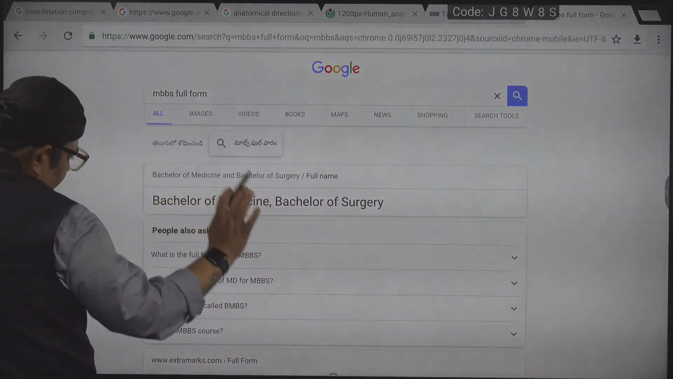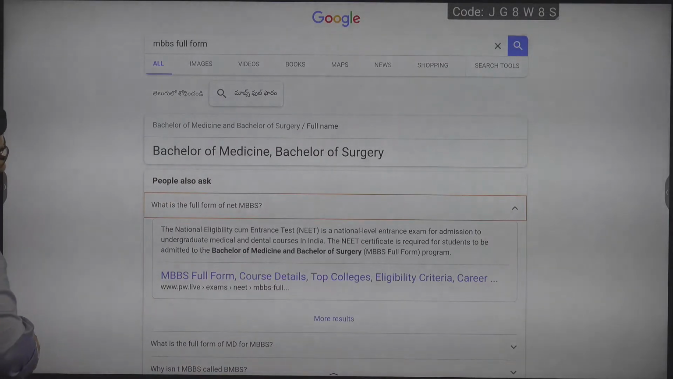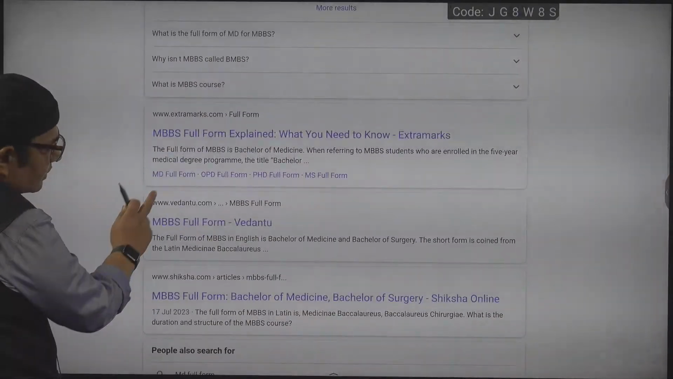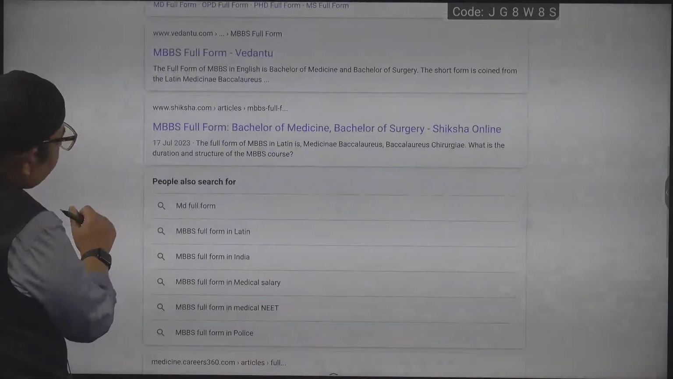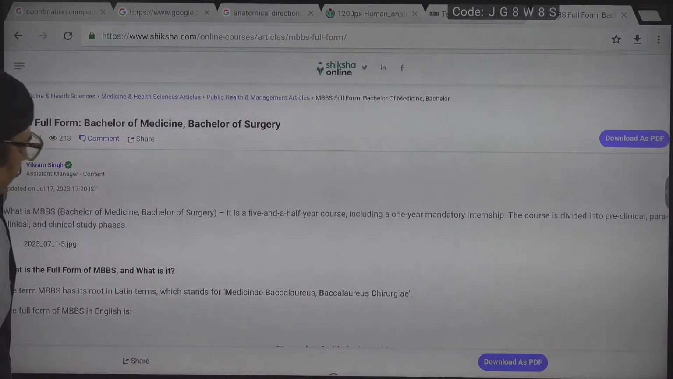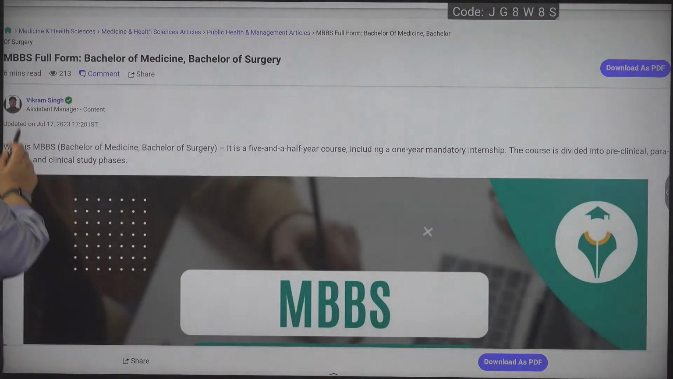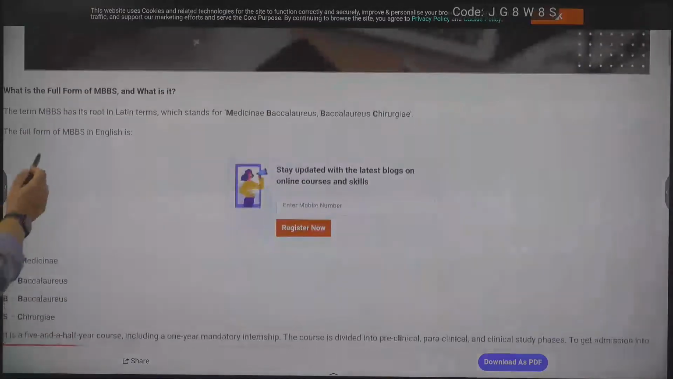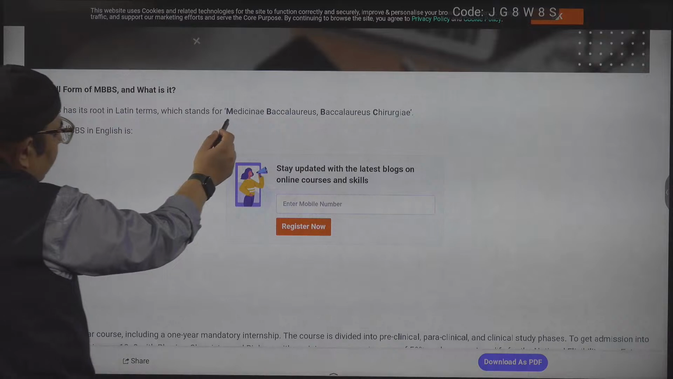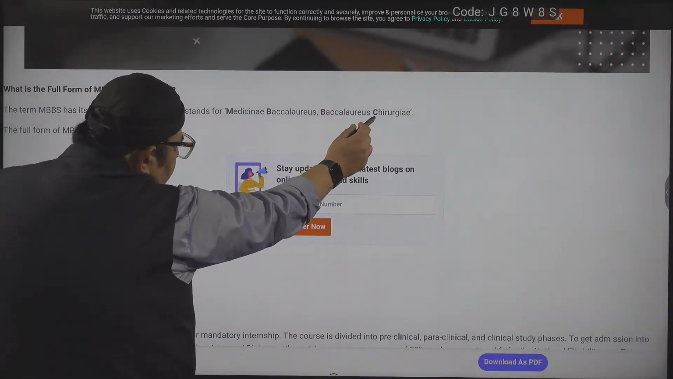So this is not the correct one for your kind information. It's Latin, and this is not the correct one. The full form of this one, this is correct. MB, Medicini and Bacillarius. Here, where it is written, I have seen this one. MBBS is written here. The term MBBS has roots in Latin terms which stand for Medicini Bacillarius chirurgy.